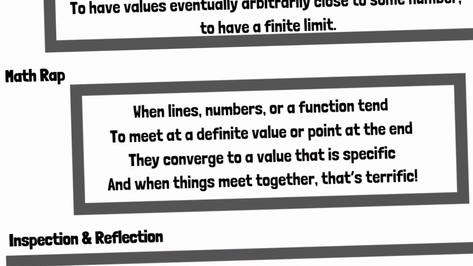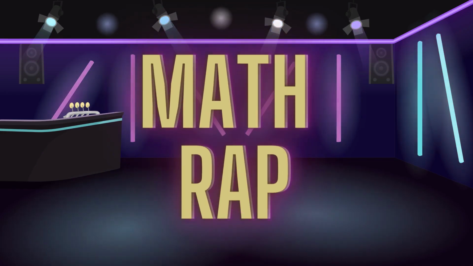Math rap. When lines, numbers, or a function tend to meet at a definite value or point at the end, they converge to a value that is specific, and when things meet together, that's terrific.